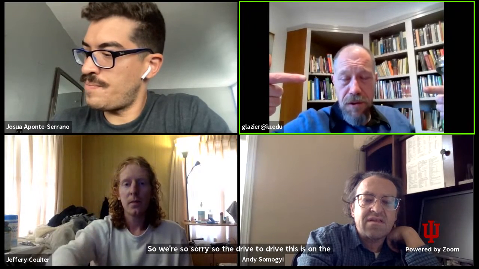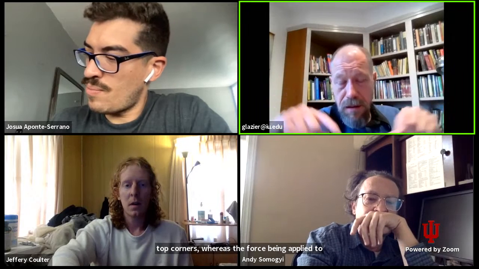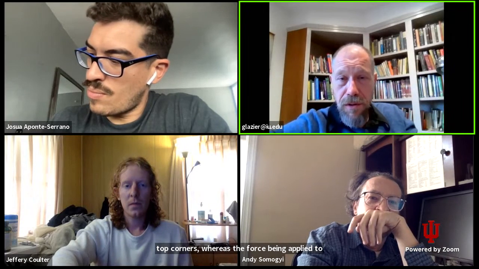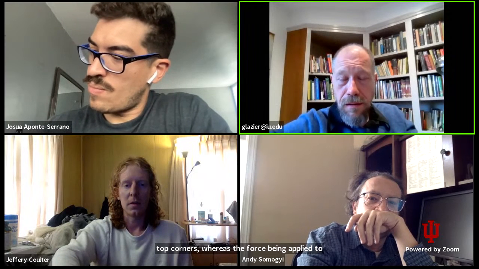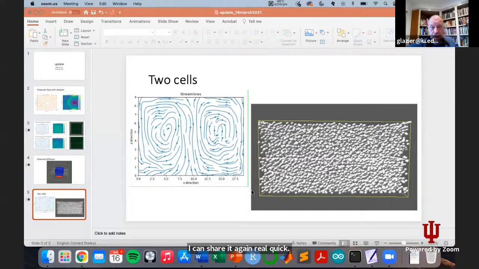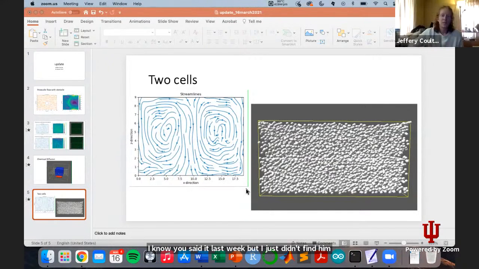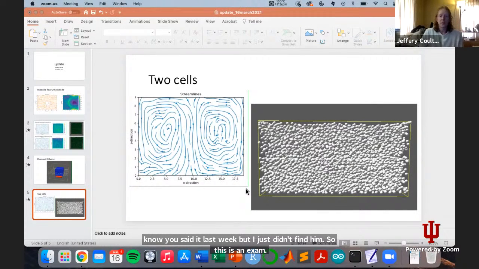So sorry, so the drive is on the top corners? Where's the force being applied to generate the circulation in the one you just showed? I can show it again real quick. I know you said it last week, but I just am trying to remember. So this isn't exactly what is going on in the paper.